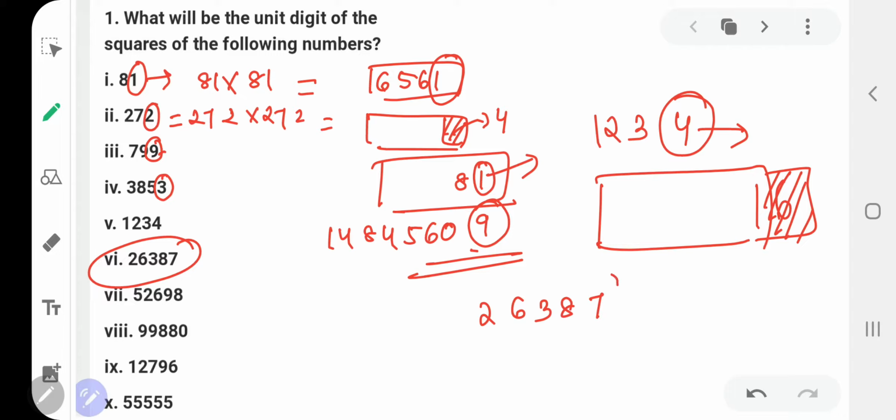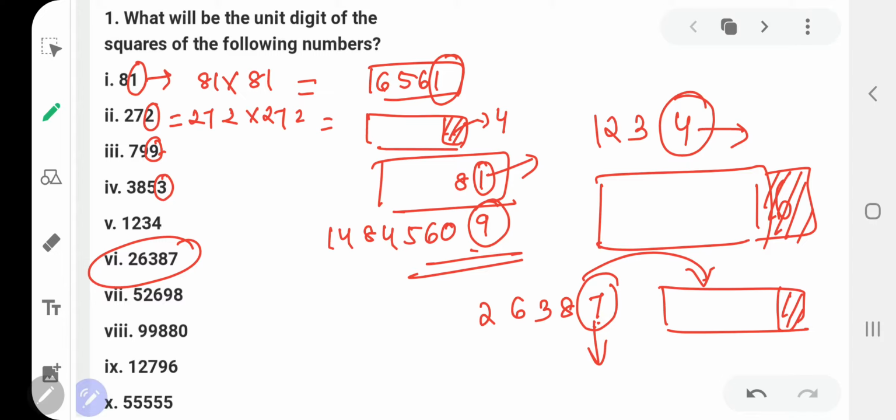Next number is 26387. Now what is the unit digit of this number? That is 7. So what will be the square of this number? Whatever it will be, it will have the last digit as the square of the unit digit of your original number. That is 7 squared, 49. So the last digit will be 9, because 4 will go into the carry over. So that unit digit will be 9.